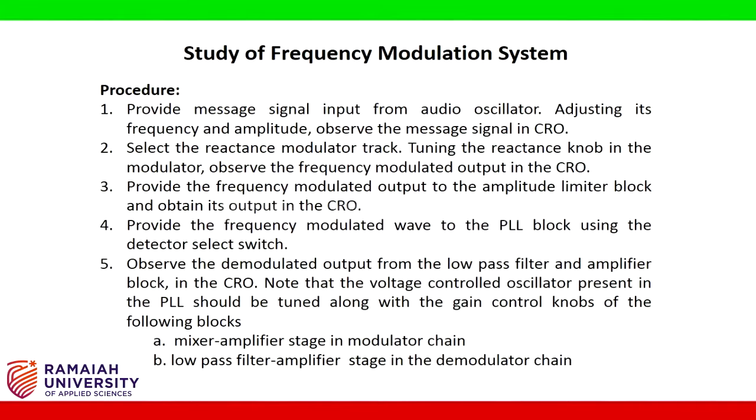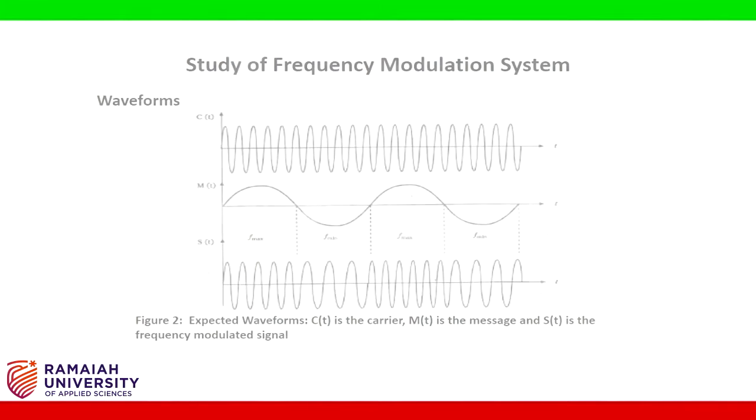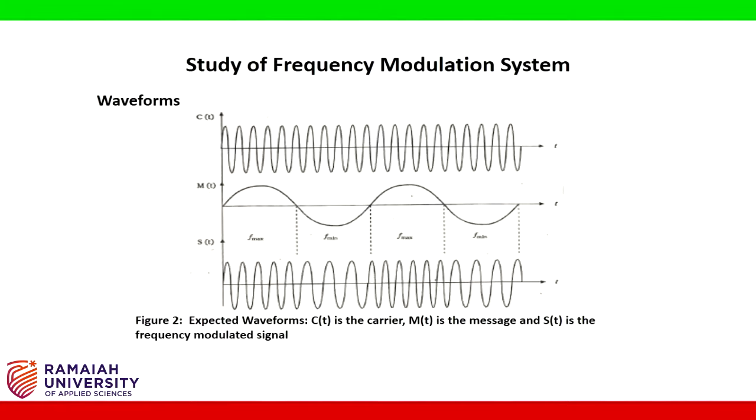Note that the voltage controlled oscillator present in the PLL should be tuned along with the gain control knobs of the following blocks: mixer amplifier stage in modulator chain, low pass filter amplifier stage in the demodulator chain. The expected waveforms are shown here, where c(t) is the carrier signal, m(t) is the message signal, and s(t) is the frequency modulated signal.